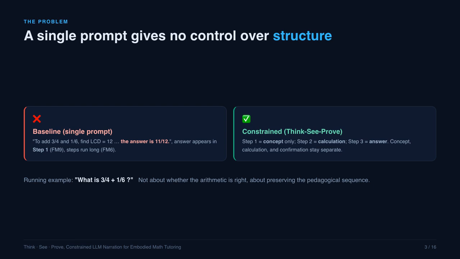The important framing here is that we are not merely asking whether the arithmetic is correct. The baseline's arithmetic is usually fine. We are asking a different question. Does the explanation preserve a useful pedagogical sequence? A single prompt gives the model almost no control over where the concept ends, where the calculation begins, and when the answer should finally appear.